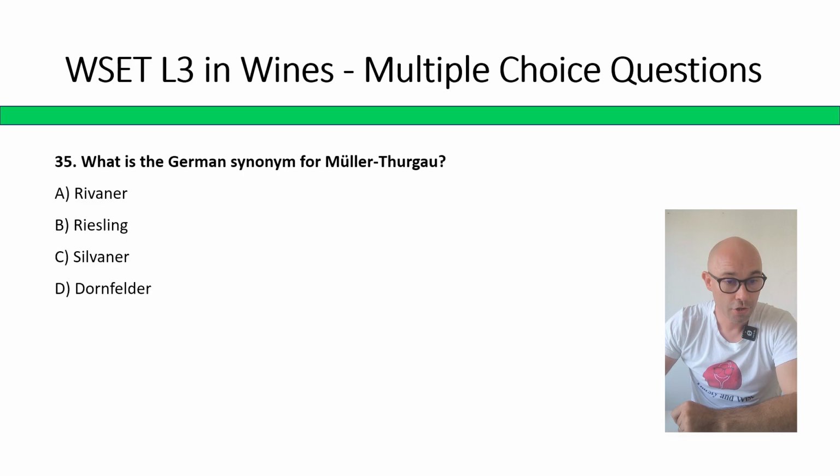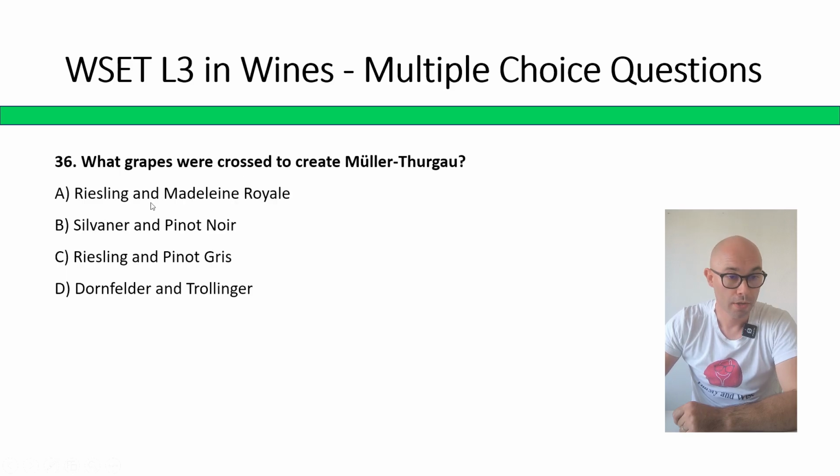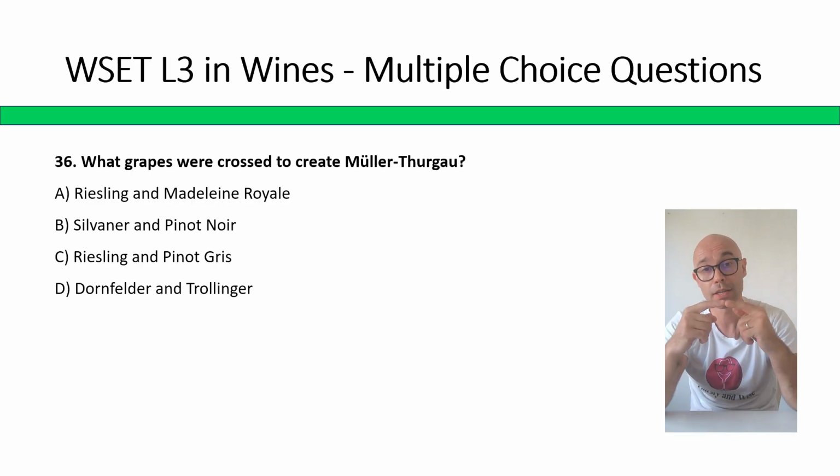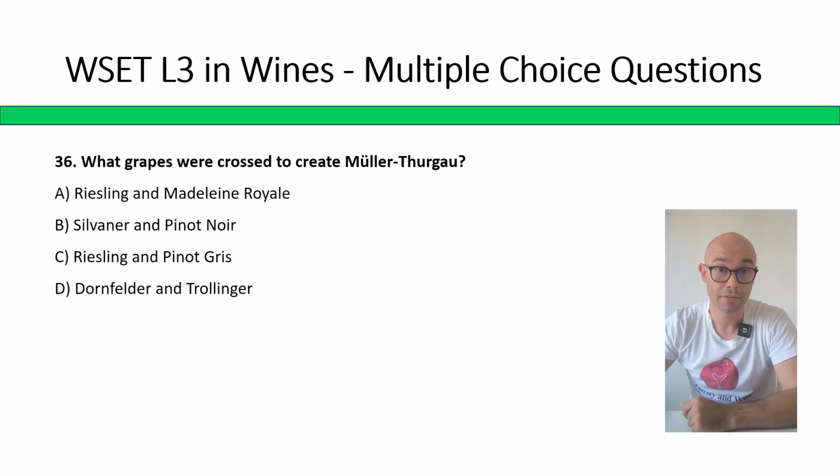What is the German synonym for Müller-Thurgau? Silvaner, Riesling, Silvaner, Dornfelder. The correct answer is A, Riesling. What grapes were crossed to create Müller-Thurgau? Riesling and Madeleine Royale, Silvaner and Pinot Noir, Riesling and Pinot Gris, Dornfelder and Trollinger. The correct answer is A, Riesling and Madeleine Royale. This is what I mean when I say that Müller-Thurgau is a crossing, not a hybrid, because it's a crossing between two Vitis vinifera grapes.